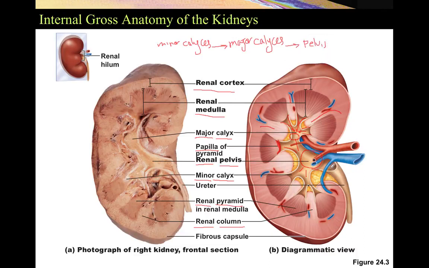And if you continue that, it basically comes out of the ureter, which is the tube that we have. Following the ureter would be the bladder, and the bladder goes to the urethra, which basically allows the urine to be excreted.